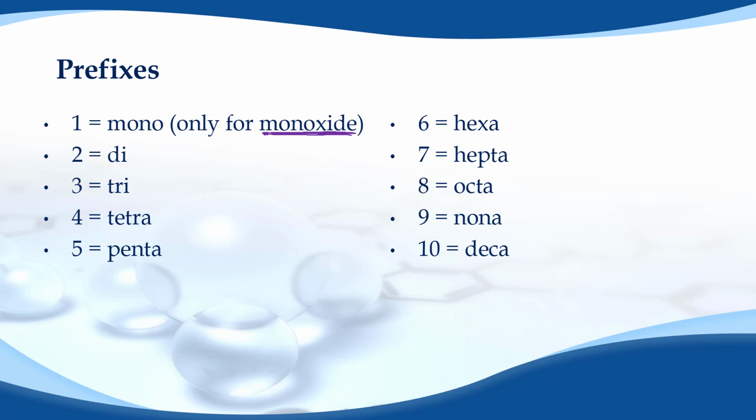So let's try a couple of these. S2F6. Well, the prefix for 2 is di. S is sulfur. So we have disulfur, one word. For F, the prefix for 6 is hexa. F is fluorine, so we take fluorine and end it with IDE to get fluoride. So we have disulfur hexafluoride.